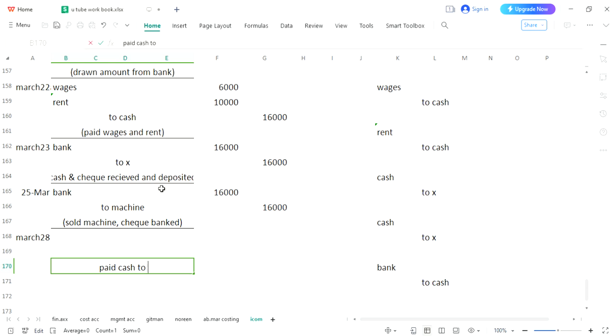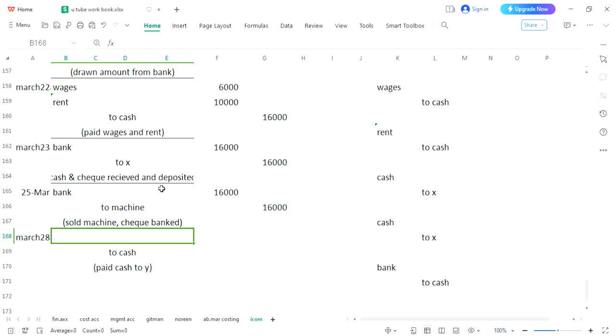Paid cash to Y is our narration. When you will pay cash, cash will go out. Cash is your asset. Asset is decreasing. Decrease in asset should be credited. So you will write cash on credit side.